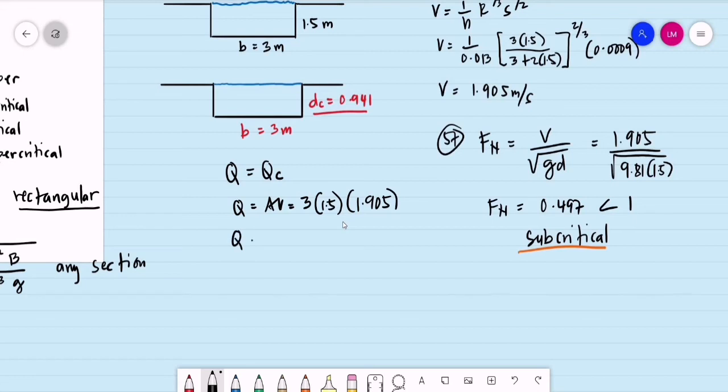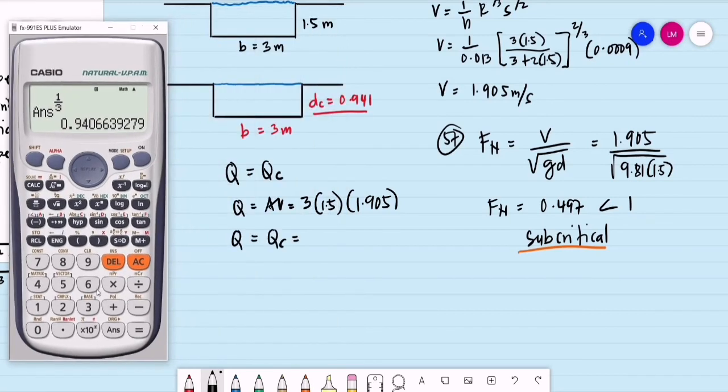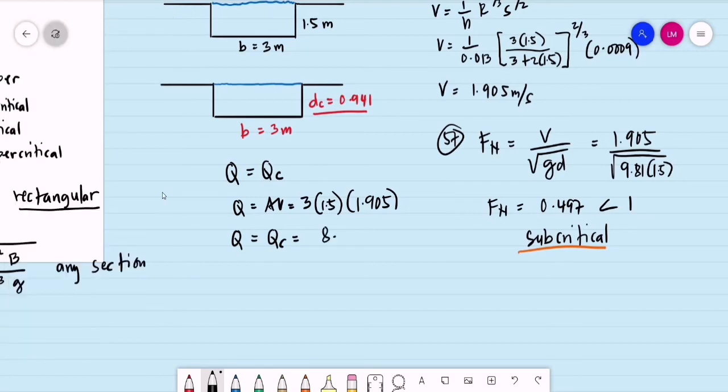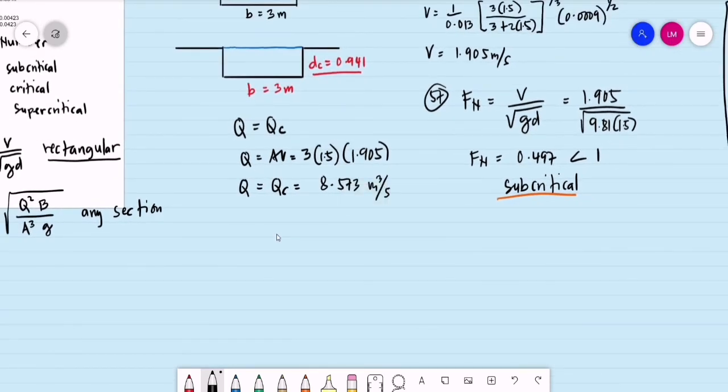Kunin natin yung discharge or pareho lang sa critical discharge. Okay, this is 3 multiplied by 1.5. Yun yung area. Yung velocity of flow, 1.905. Okay, this is 8.573 cubic meters per second. So ngayon, gagamitin lang natin ito para makuha yung critical velocity. So that is, discharge critical is area critical times velocity critical. This is 8.573. Ano yung critical area? Critical area kapag ginamit natin yung critical depth. That is 3 meters.